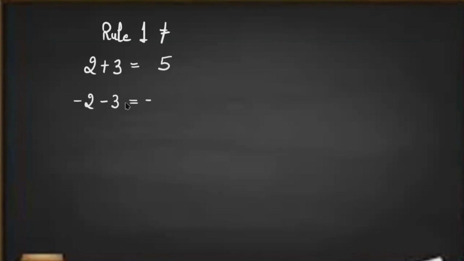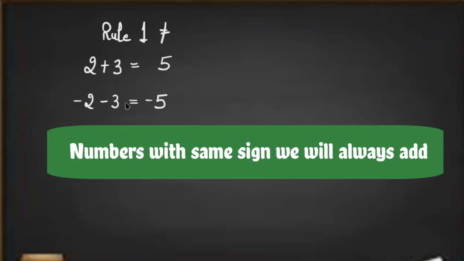Rule 1. If I write 2 plus 3 minus 2 minus 3, the answer would be 5 and minus 5. So what is the rule? If we have the same sign, we will always add. You can see in 2 plus 3, the sign for both the numbers is plus sign. So we have added it and we got 5.